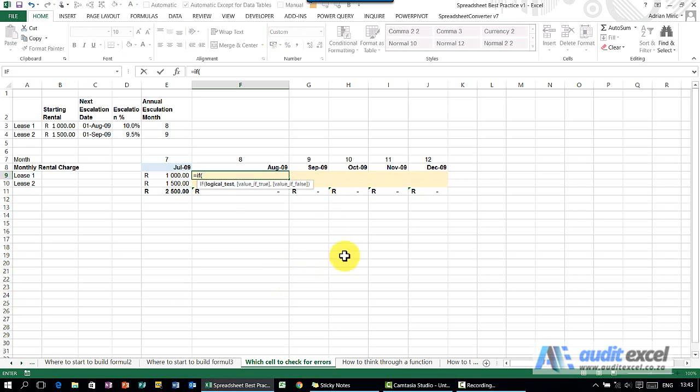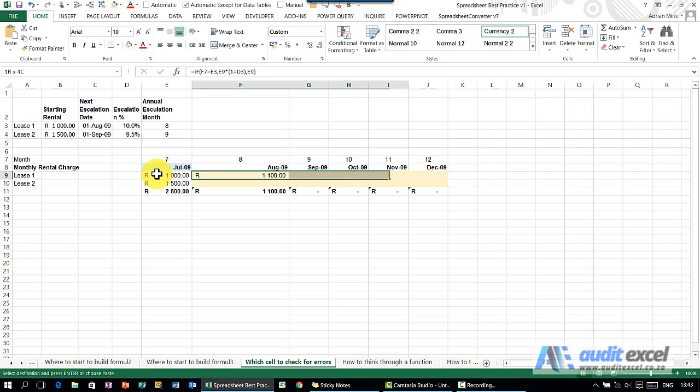So I'm going to say if that cell over there is equal to this one, then it must take that and multiply it by 1 plus the escalation rate. Otherwise, it must just use the previous month's rent. Okay, so that looks fine when I copy and paste it.